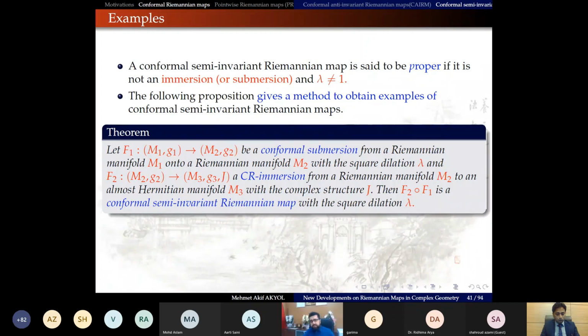I just want to give a nice theorem. Actually, in 2010, Bayram Sahin published a paper on conformal Riemannian maps. In that paper, he proved a theorem, which means that you can find many different kinds of examples for Riemannian maps. This theorem gives a way to obtain examples. F1 is a conformal submersion from a Riemannian manifold to another Riemannian manifold with square dilation lambda, and F2 is a CR immersion. So the composition of them, F2 composed with F1, is a conformal semi-invariant Riemannian map.